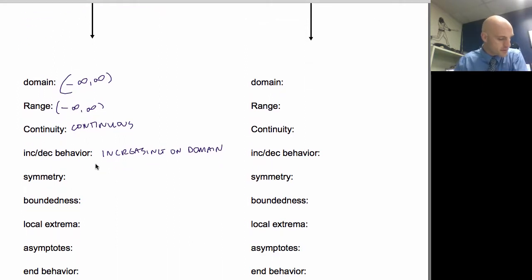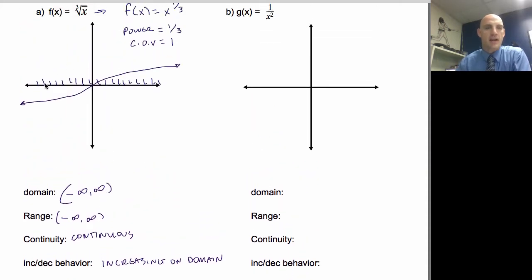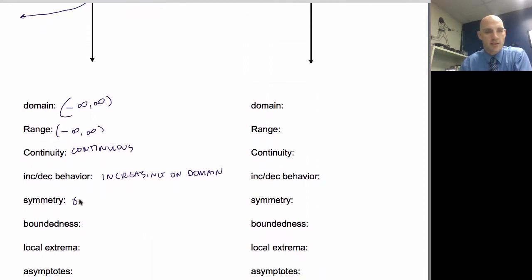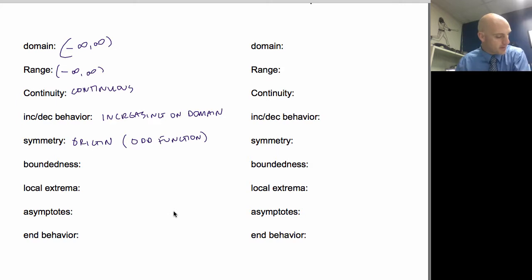Symmetry. This one's interesting. Okay, so symmetry, is it x-axis symmetry? No. Is it y-axis symmetry? No. Is it origin symmetry? Meaning, is it over y and then over x, or over x and over y? Yes. So my symmetry in this case is origin symmetry, which means it is an odd function. We talked about these things last chapter.